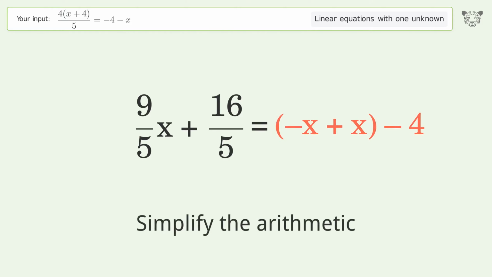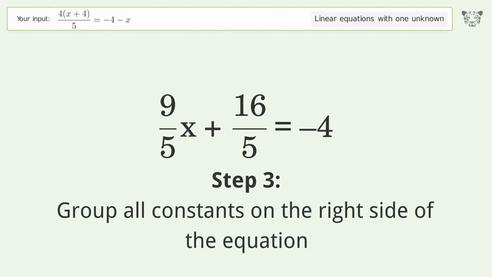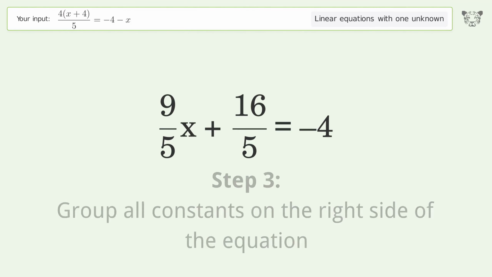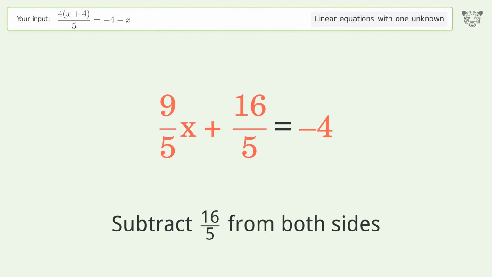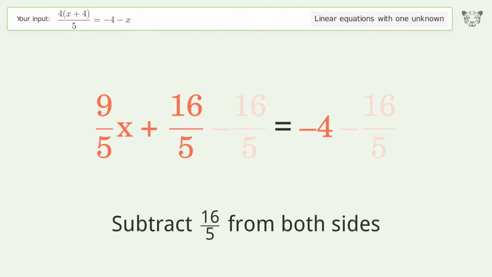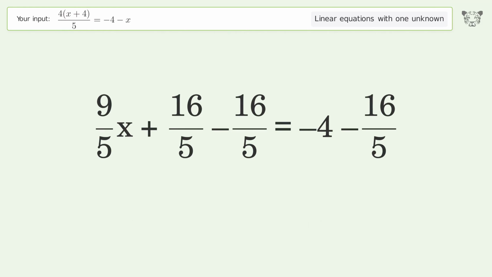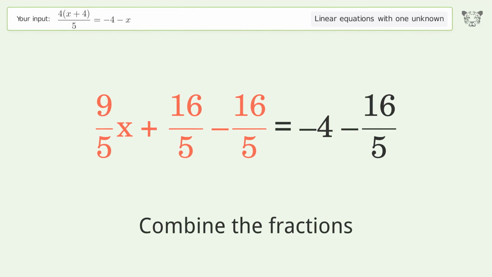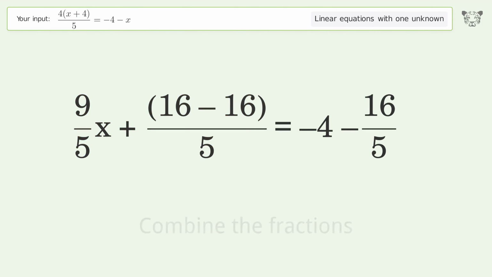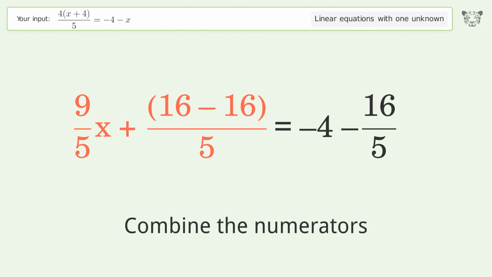Simplify the arithmetic. Group all constants on the right side of the equation. Subtract 16/5 from both sides. Combine the fractions. Combine the numerators.